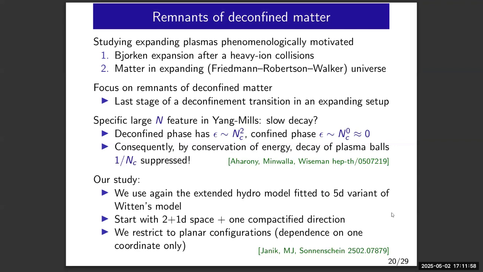But okay, so what we will be doing is that we use again this extended hydrodynamic model fitted to this 5D Witten model. So we start with this variant fitted to the 5D model, which means that you have 2 plus 1 dimensional Minkowski space plus 1 compactified direction. And we restrict to planar configurations, which depend on only 1 spatial coordinate.